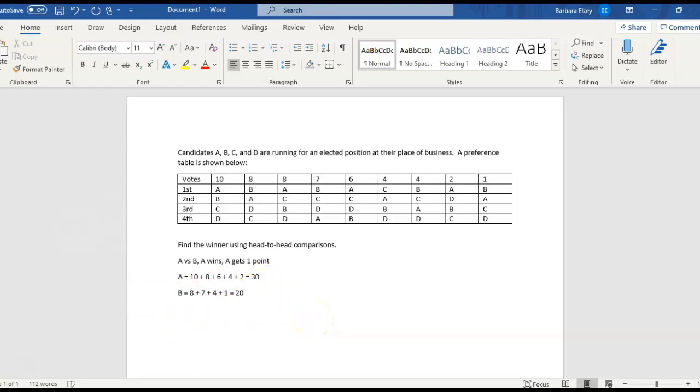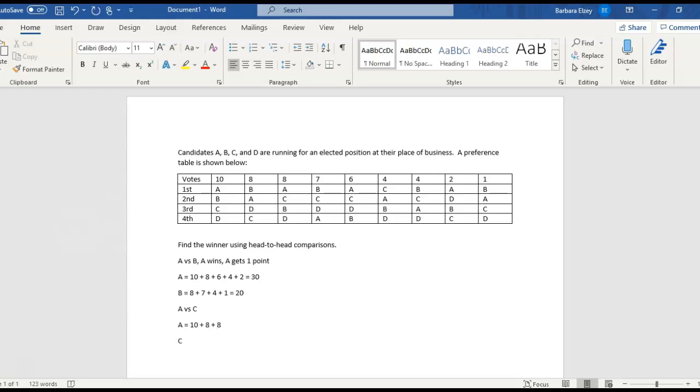Let's do A versus C. Again, we'll compare A and C. Obviously A gets the first 10. When we go to our second column, A is preferred to C, so A gets the second. Now, as we do this, you may notice that A is really getting a lot of the votes here. So A gets the next one.